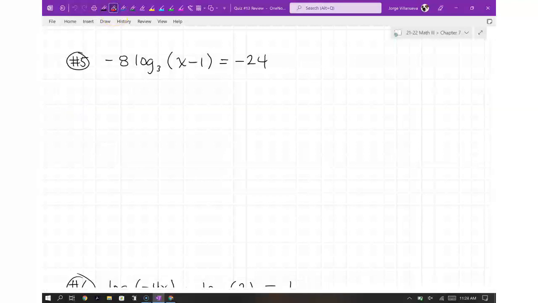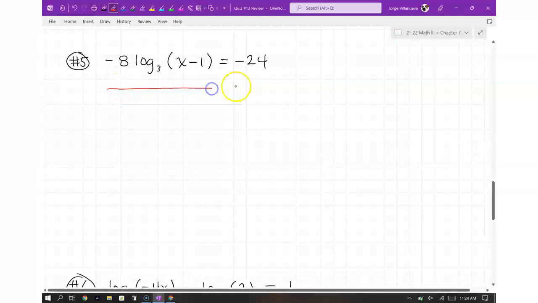Now, in this problem, you're going to notice that in front of the log, there's a negative 8 that's multiplying. You're going to want to get rid of it. So the way you're going to do it is you're going to divide by it. Okay, so divide by negative 8. Okay, so we're going to have log base 3 of x minus 1 equals 3.